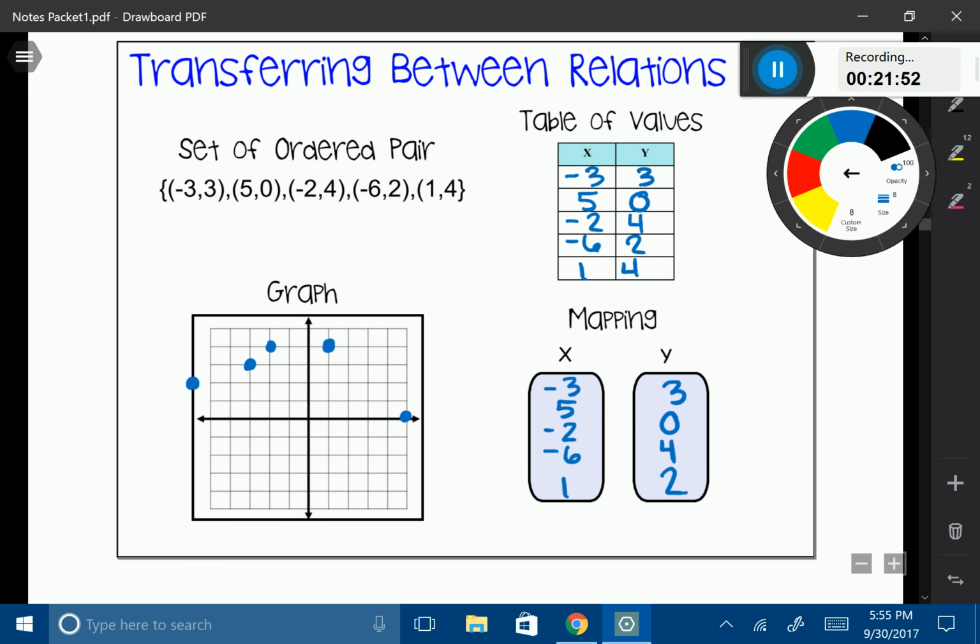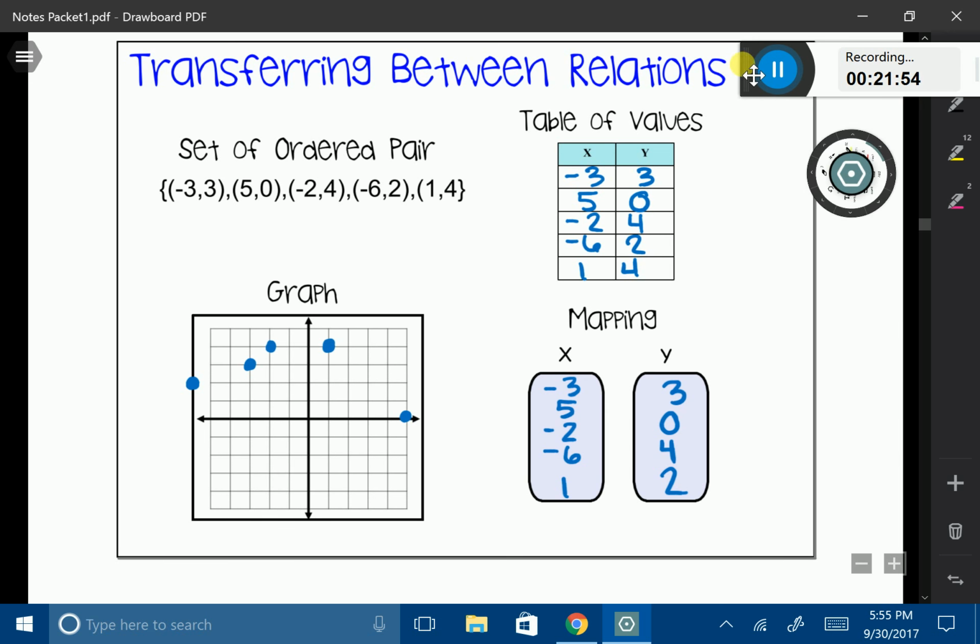And I'm going to choose another color actually for my arrows. I'm going to go ahead, -3 goes to 3 with an arrow. 5 is going to go to 0 with an arrow. -2 goes to 4 with an arrow. -6 goes to 2 with an arrow, and then 1 goes to 4 with an arrow. So I've just created a mapping using that same relation.